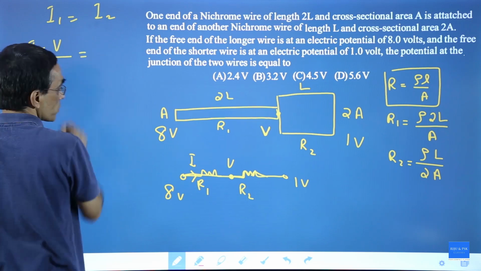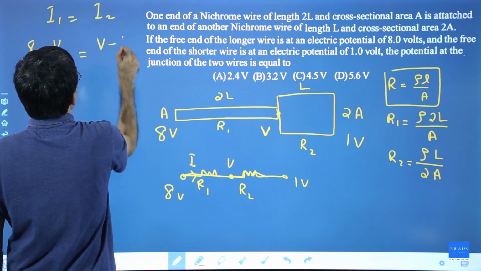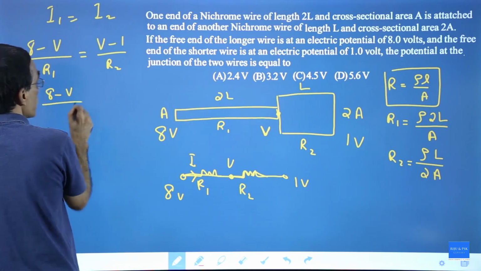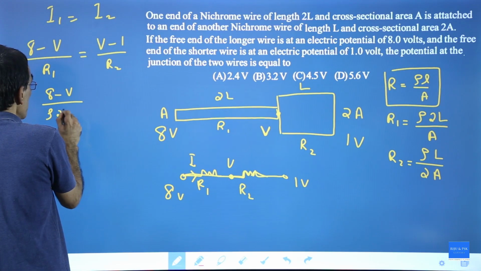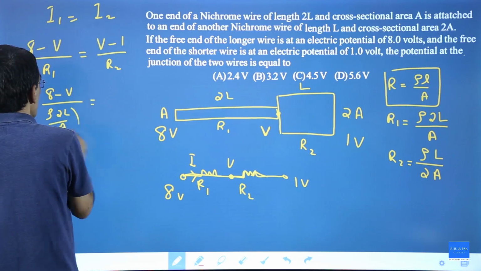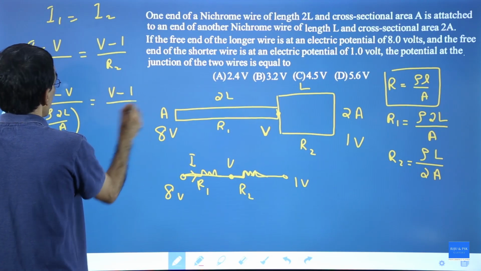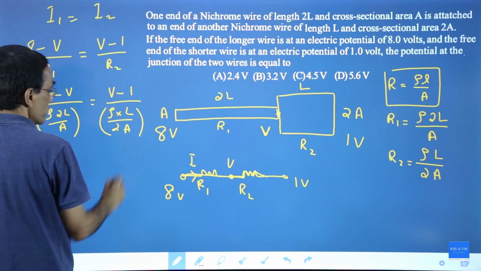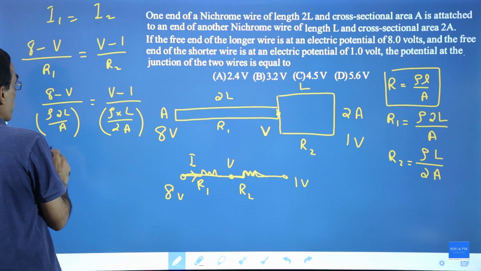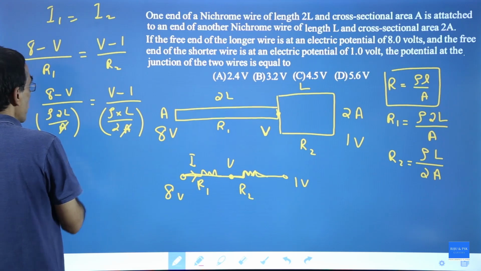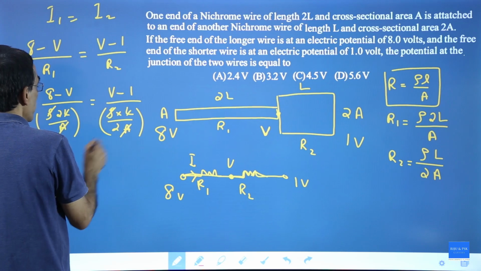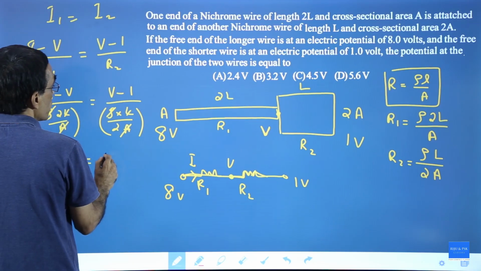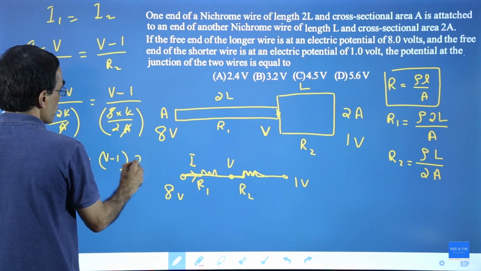And that should be equal to V minus 1 divided by R2. Substitute 8 minus V by, what is R1? Rho into 2L by A equal to V minus 1 by rho into L divided by 2A. This is it. Now you can cancel different terms. A here and here will get cancelled, rho cancels, L cancels. What you get is 8 minus V by 2 is equal to, here you get V minus 1 into 2.